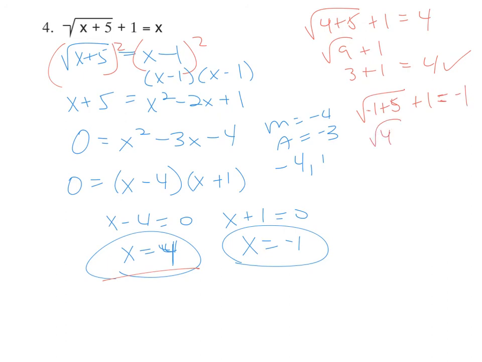So I have the square root of 4 plus 1 equals negative 1. 3 plus 1 equals negative 1. And that is not true. I have 4 equals negative 1. So my negative 1 actually does not work.